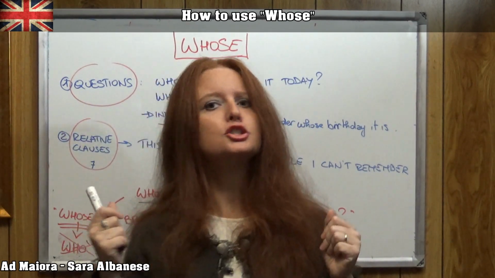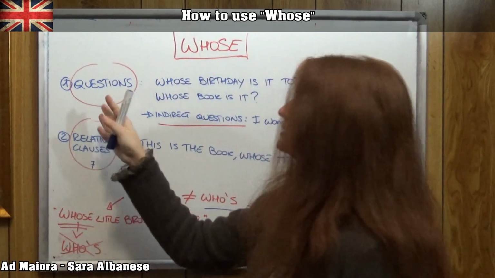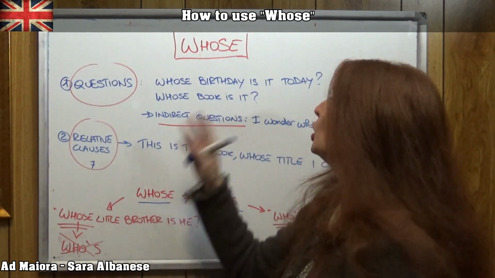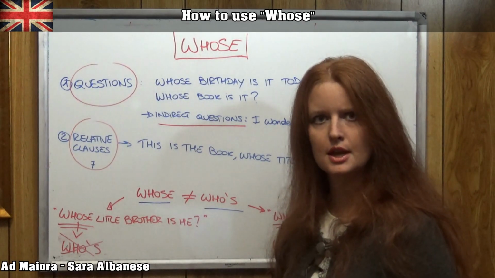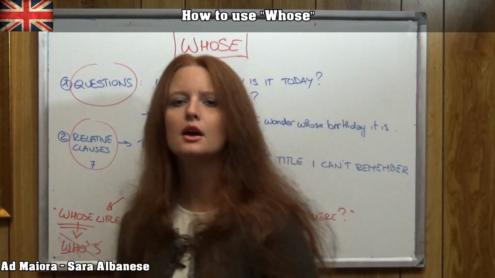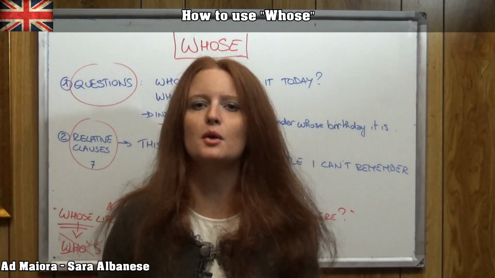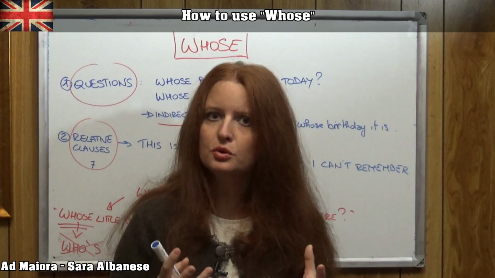We use it in two different situations, two different circumstances. So the first one is in questions, okay? Normal questions. So, example, whose birthday is it today? It means I don't know. This birthday belongs to someone, but I don't know to whom, basically. This is the meaning of whose.